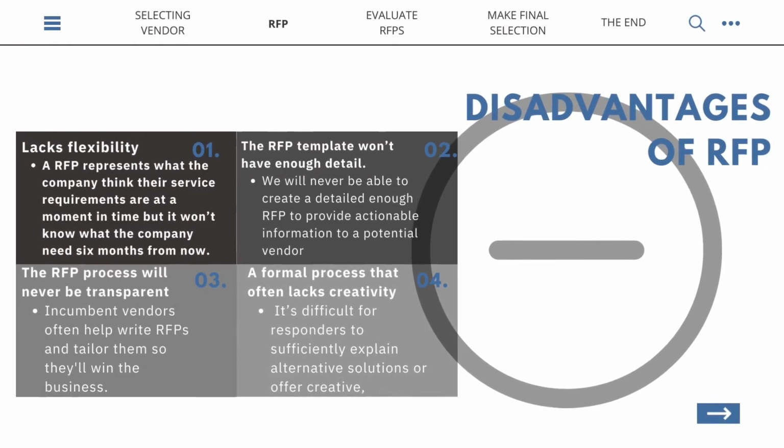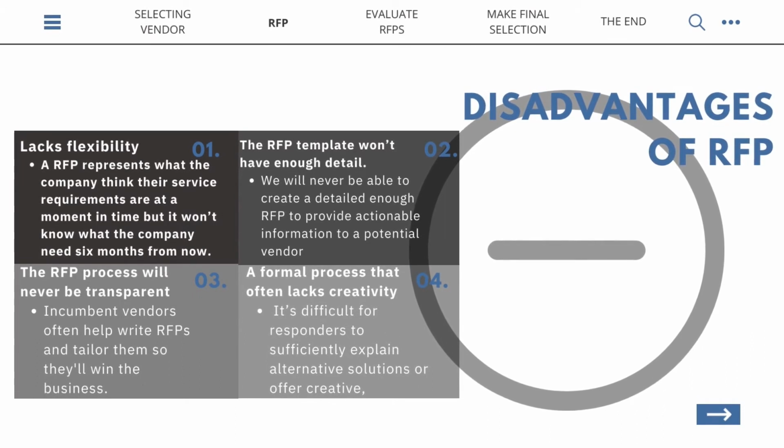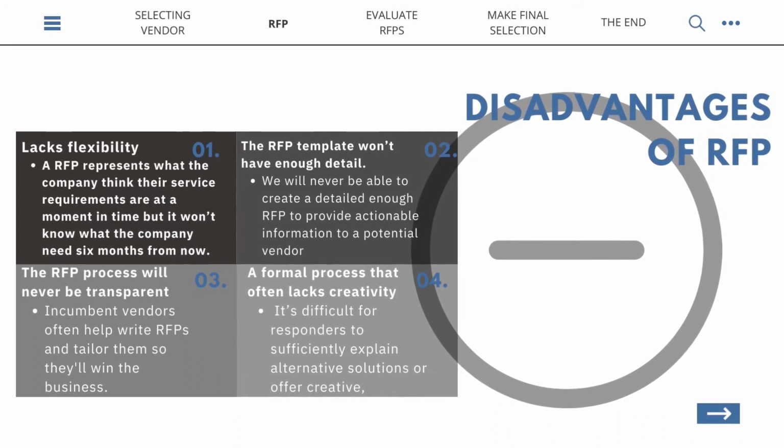Next, the RFP template won't have enough detail. Despite our best efforts, we will never be able to create a detailed enough RFP to provide actionable information to a potential vendor. No single document can effectively communicate organizational context and business rationale, requirements and priorities, integration points, and all the other particulars necessary to successfully scope and build software.